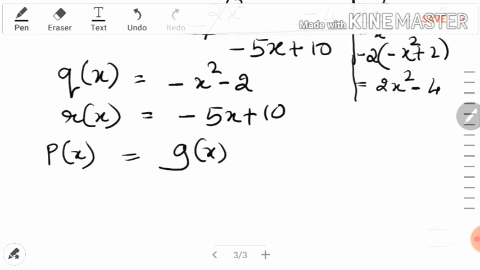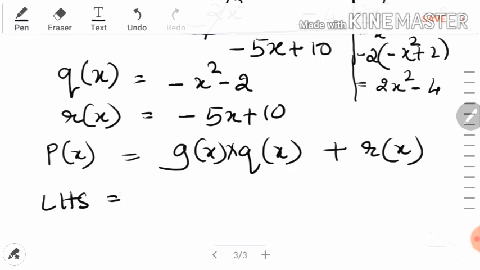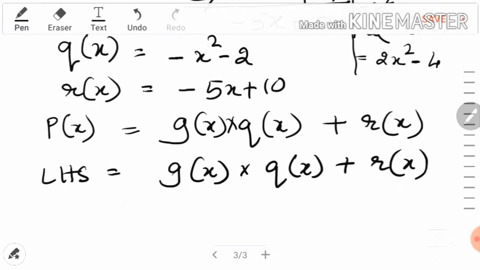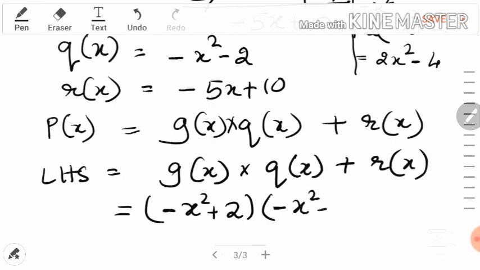to g of x into q of x plus r of x. So starting with the left hand side, plug in the polynomials. G of x was minus x square plus 2. Q of x is minus x square minus 2 plus r of x is minus 5x plus 10.